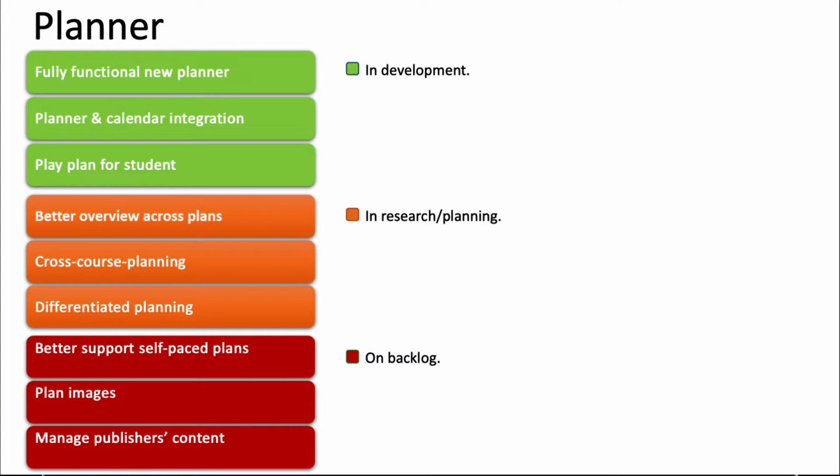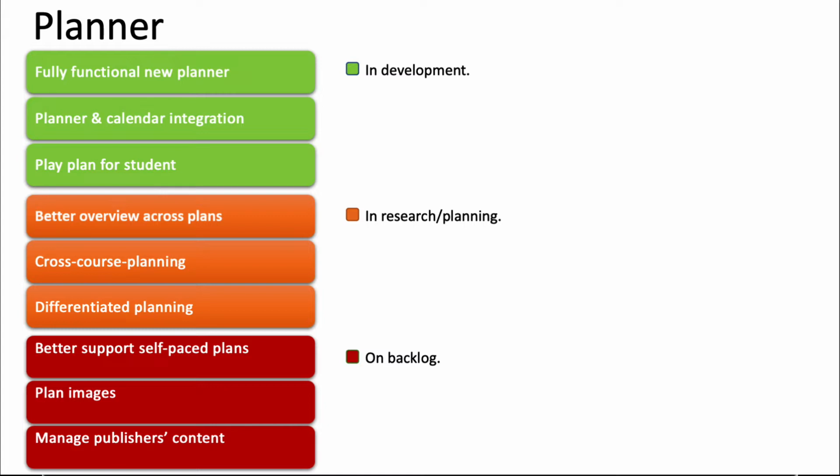But what you can see is that our roadmap is split into 3 categories. Areas that are in development are the green ones. Then we have areas that are in research or in planning, and those are the orange ones. And then we have some red ones that mean they are on our backlog. And just please bear in mind, even though I share this roadmap with you, there could be small changes to it later.